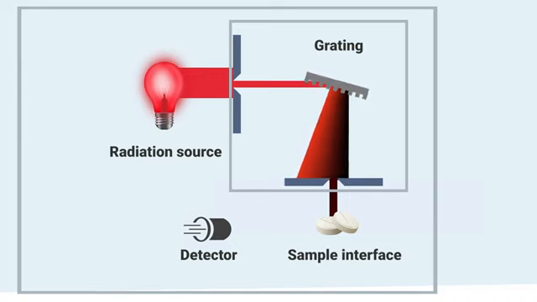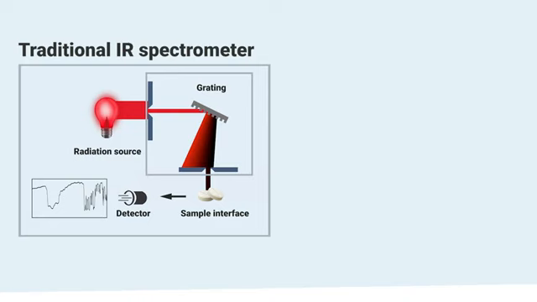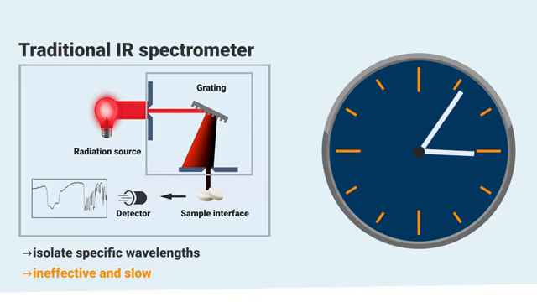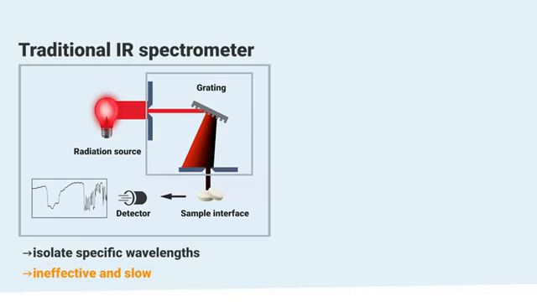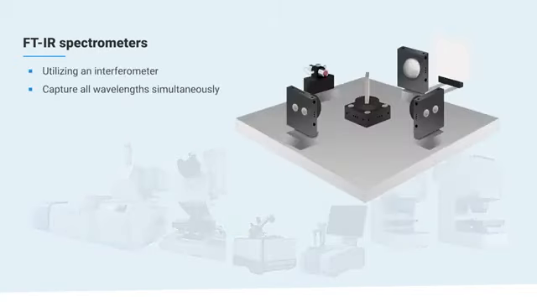By repeatedly changing the grating angle, different wavelengths are extracted one by one, and we can scan the whole IR range. The absorption of the sample at each wavelength is then recorded by a detector that turns the transmitted light into an electrical signal, which the software translates into an IR spectrum. While traditional IR spectrometers are able to isolate specific wavelengths for analysis, they are inefficient and slow due to the need to scan each wavelength individually. This is where FTIR spectrometers shine. By utilizing an interferometer, they capture all wavelengths simultaneously, along with better signal-to-noise ratios and superior wavenumber accuracy.